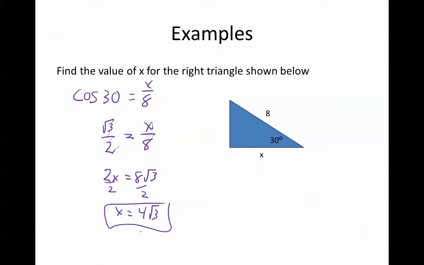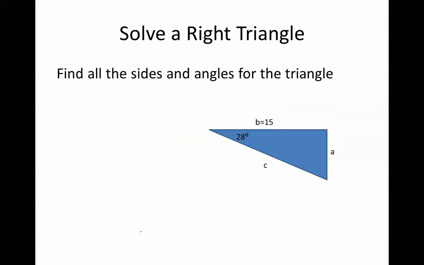So let's put this information together to solve a right triangle, okay? So solving a right triangle means that I'm going to find all the sides and angles for the triangle. Okay, so we're going to do that. Notice that I've been given one angle, and I know that this is a right triangle. So I need to find this angle, this side, and this side.